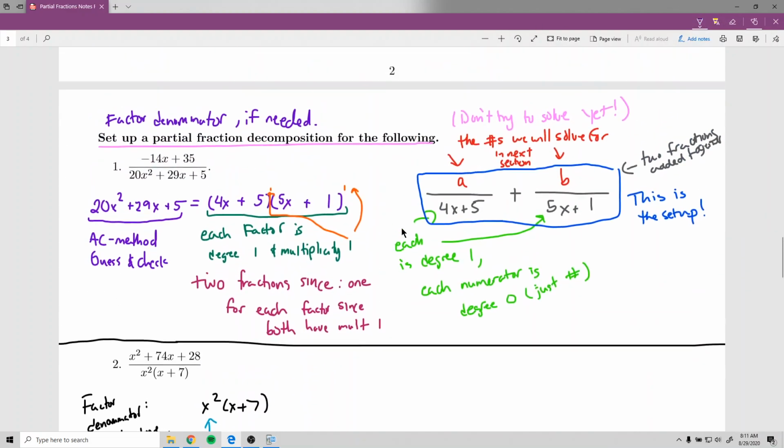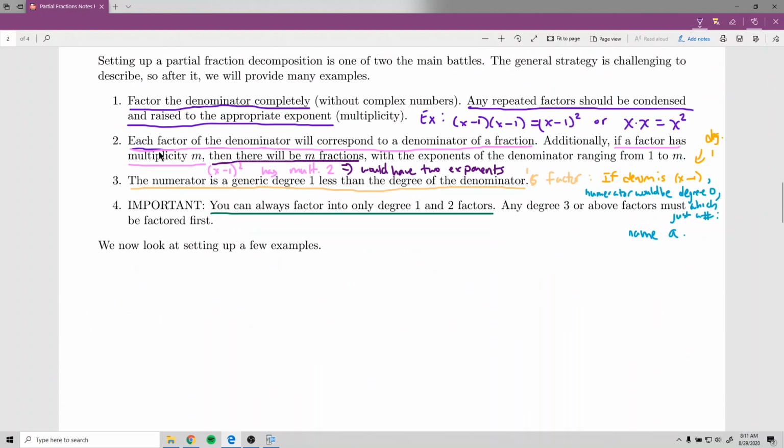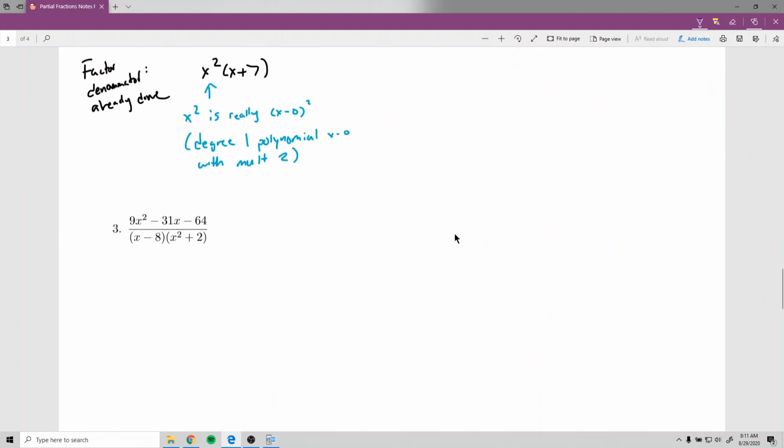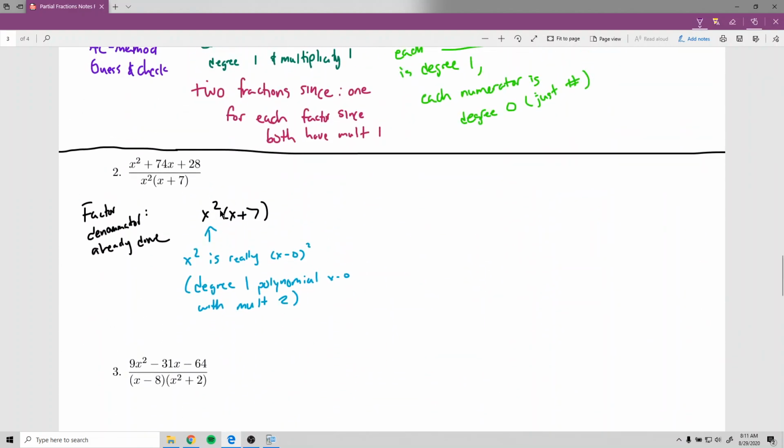All right, so the way this is set up, I'll scroll up here since we didn't talk about this specifically, but if a factor has a multiplicity, then it will also make that many fractions. So since x minus 0 squared has multiplicity 2, it will make 2 fractions. The x plus 7 is like the example from above. It's just multiplicity 1 with degree 1, so it has 1. And that means we will have 3 fractions total, since we have the multiplicity added together.